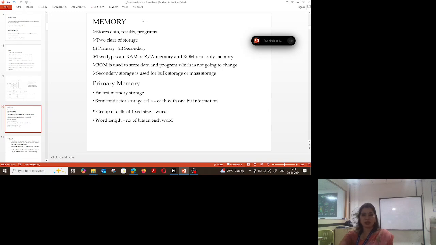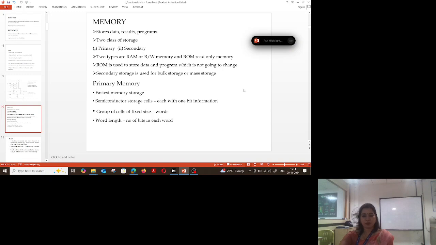The next unit is the memory unit, which acts as a storage medium that is helpful to store the data, results, and the programs. It is classified into two types: primary storage and secondary storage. Primary memory is again classified into two types: random access memory and read-only memory. Read-only memory is used to store data and programs which are not going to change. And the secondary storage device is used for bulk storage or mass storage.